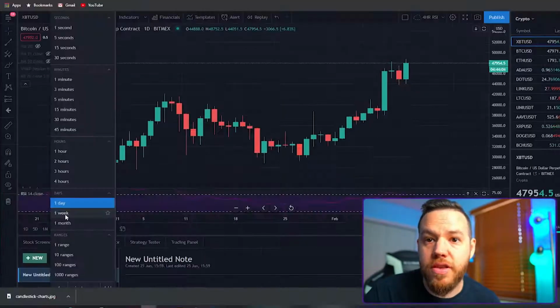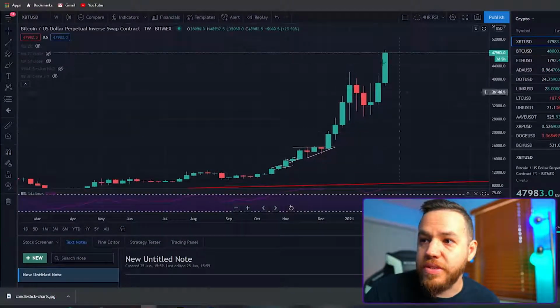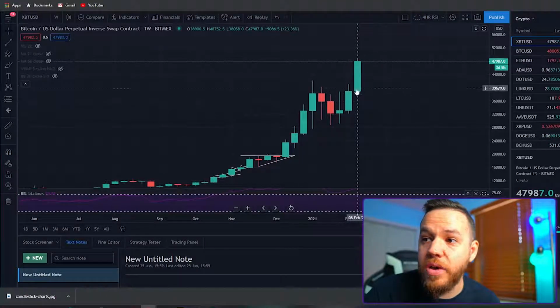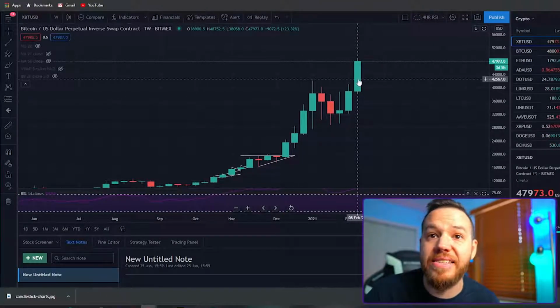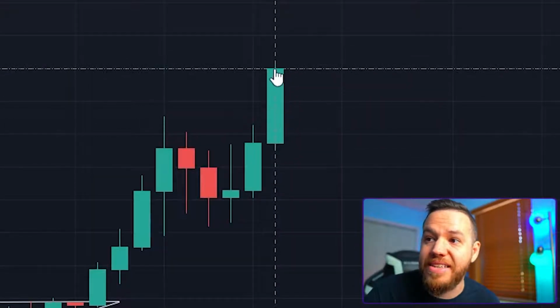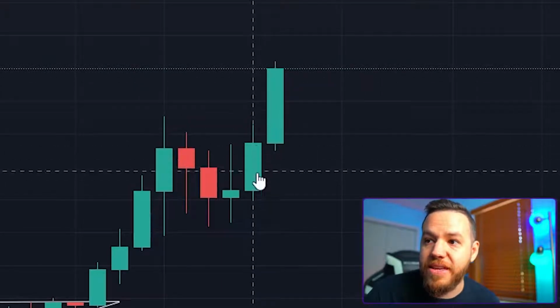If I switch to 1 week, now you see that the patterns look different. Everything looks a little bit different because now each candlestick represents an entire week. So this is what the price did within that entire 7-day period. The next candle is a 7-day period, the next candle is a 7-day period, and so forth.